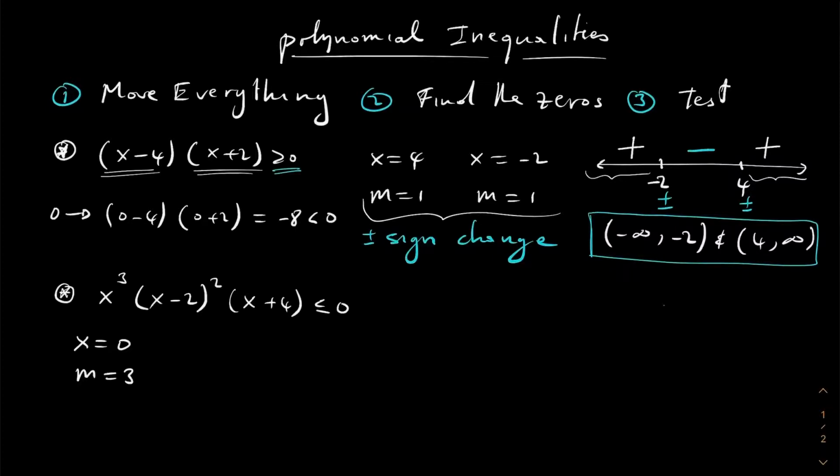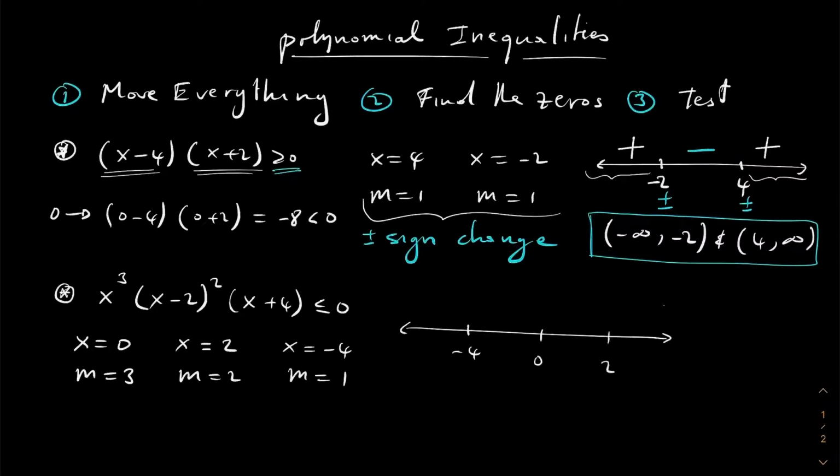For my second factor here, x minus 2 all the way squared, my x should be equal to 2 with a multiplicity of 2. And for the last one here, x plus 4 equals 0 means that x should be equal to negative 4 with multiplicity 1. And so from this, I'm going to draw my number line here, and I'm going to put all my zeros in: negative 4, 0, and 2.